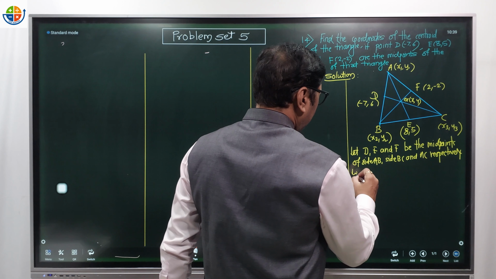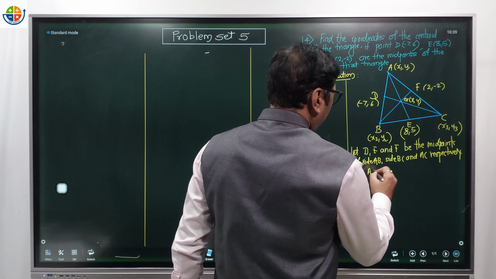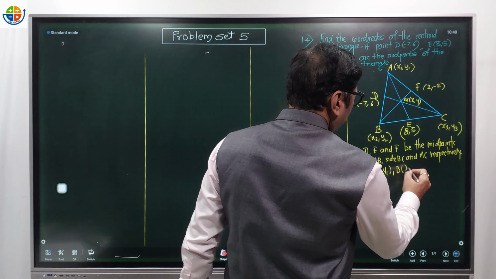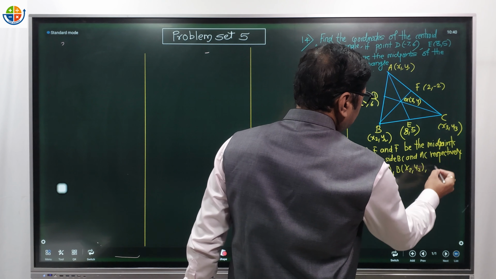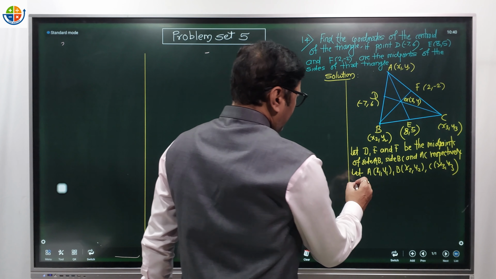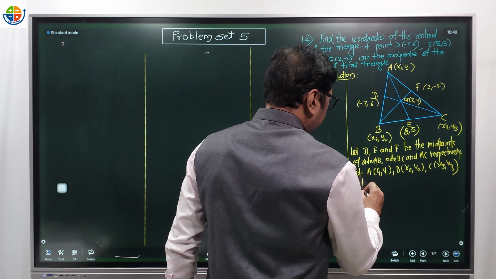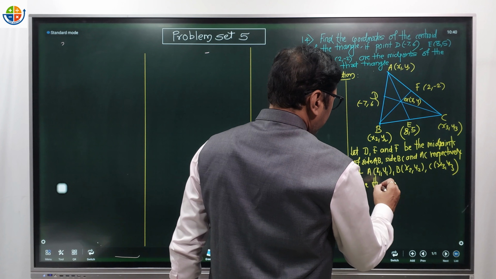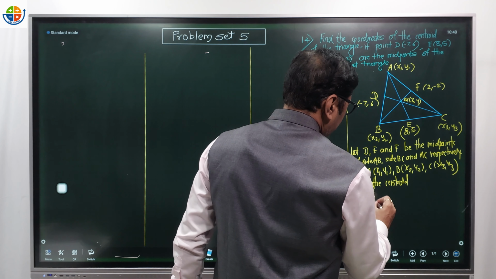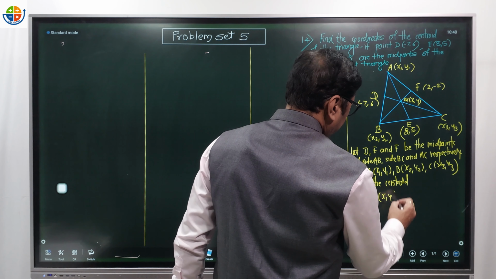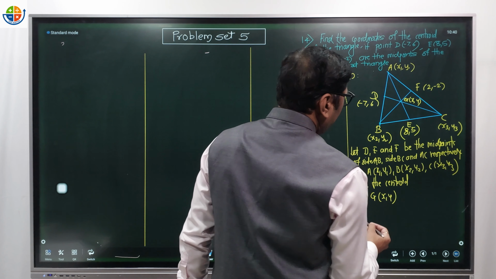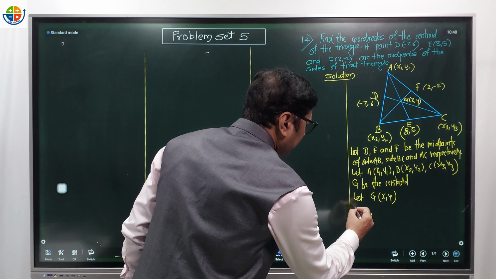Let A having coordinates x1 y1, B x2 y2, C x3 y3. Let G be the centroid. G के coordinates x, y. ठीक है बच्चों. Now you know D is the midpoint of AB.